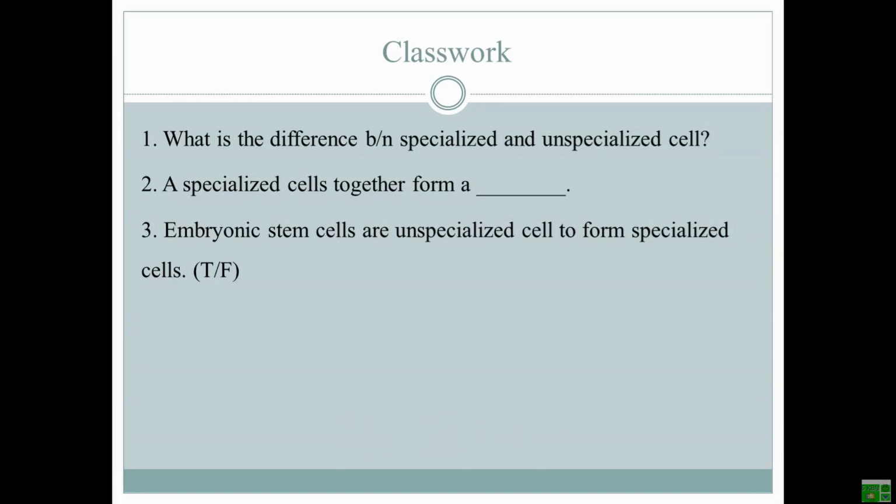The answer for question number 1 is: specialized cells are cells that are adapted to carry out a particular bodily function, whereas unspecialized cells are not. Question number 2: specialized cells together form a tissue. And lastly, embryonic stem cells are unspecialized cells that can form specialized cells. The answer is true.